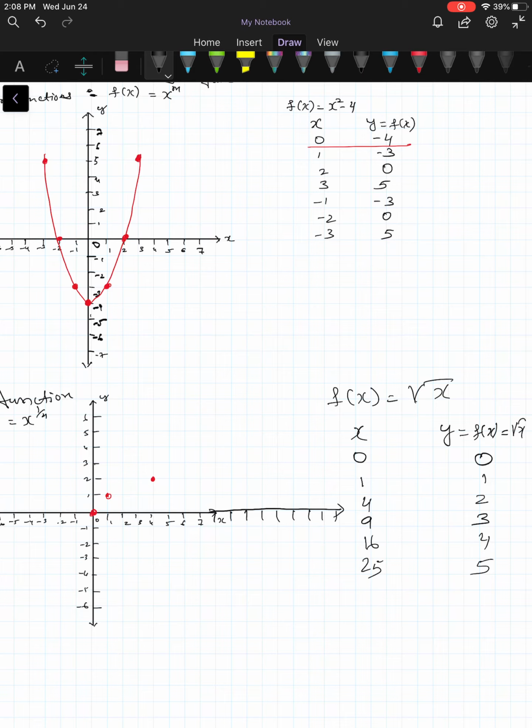So 9 comma 3 is somewhere here. And yes, I can do 16 comma 4 here. So connect all the points. So this is how your root function looks.